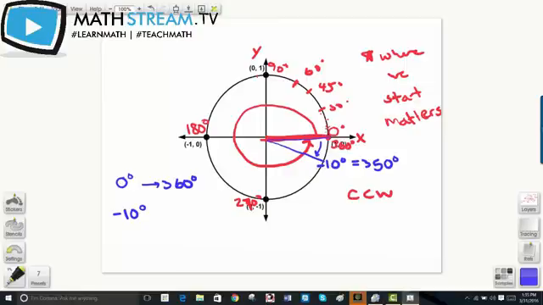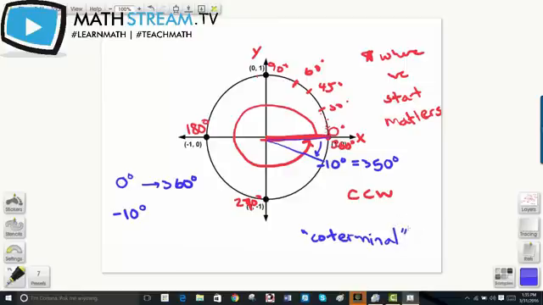In fact, we call negative 10 and 350, we use a term called coterminal angles. You can write that down if you want. Coterminal. Sorry, I don't know why it's hiccuping. It's just lagging on me for some reason.